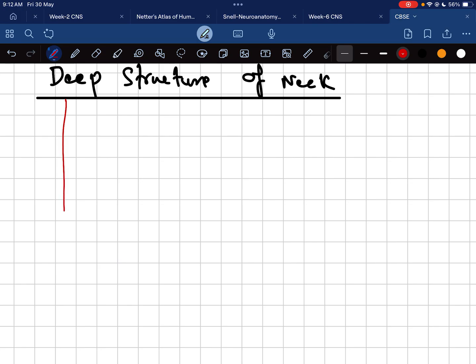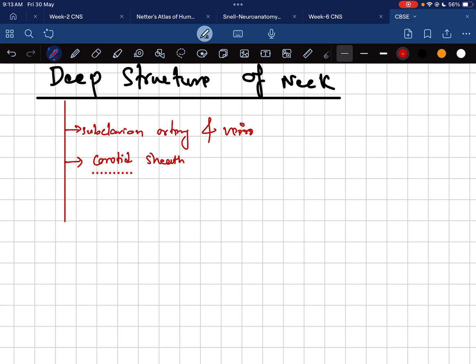We have first discussed the subclavian artery and vein. Then we discuss the carotid sheath, the carotid artery, and the internal jugular vein, and the deep structures of the neck.